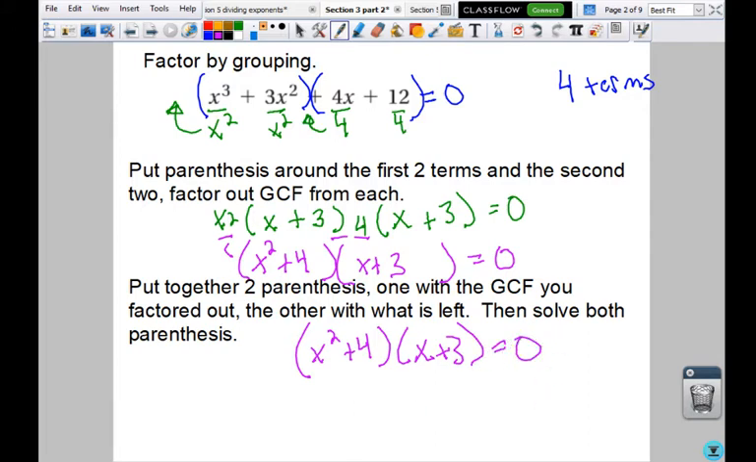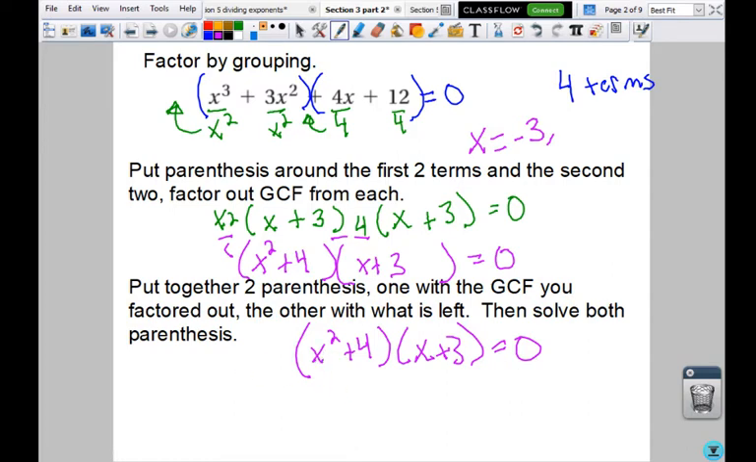Now that I have this, I'm going to solve both parentheses like we've been doing before, because my final answer is going to be an x equals something. So I'm going to look at both parentheses and say, what can I put in for x to make these both 0? So let's start with our easy one. What can I put in for x right here to make x plus 3 0? Negative 3, right? That's my first answer.